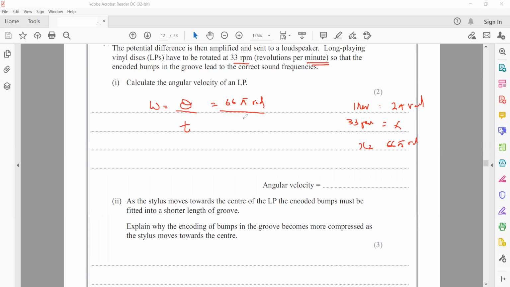1 minute has 60 seconds, so we'll divide by 60. So when we substitute, it will be 66 multiplied by 3.14 divided by 60. That will give us the value for angular velocity, which will be 3.5 radians per second.